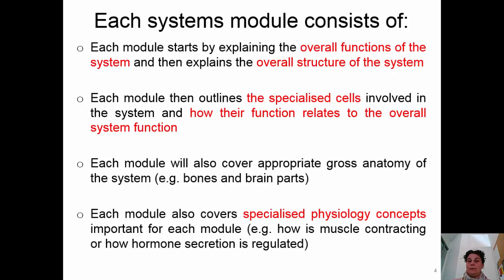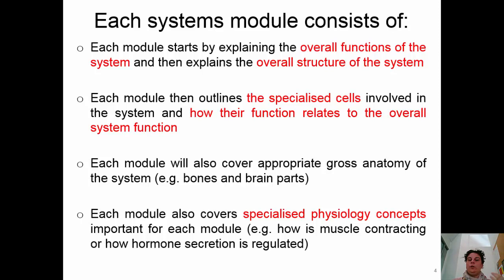Each of the system modules will also start by outlining the specialized cells. Now, I know that we have a cell module. The cell module gives you a broad overview of what cells are, what they have inside, what each part does, and what it builds into when it comes to the overall functions of the cells and how they perform things.